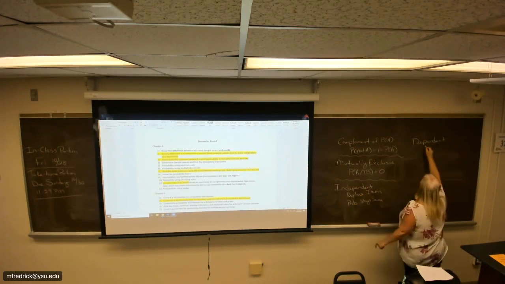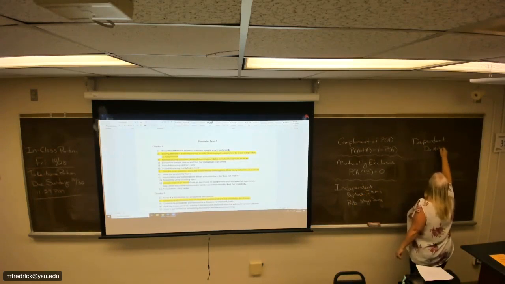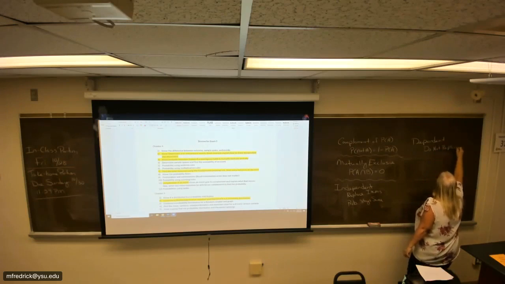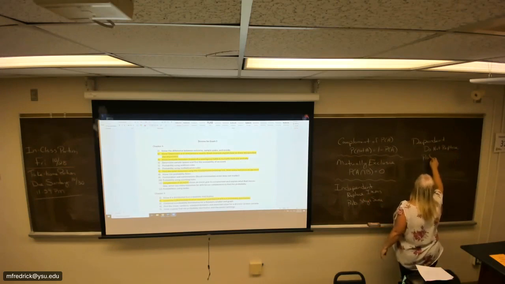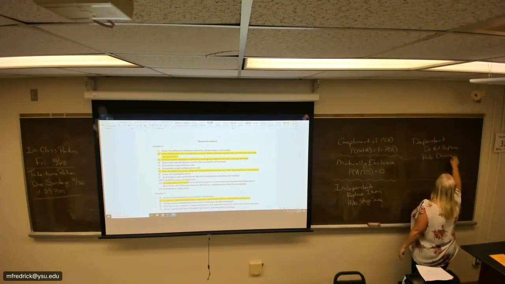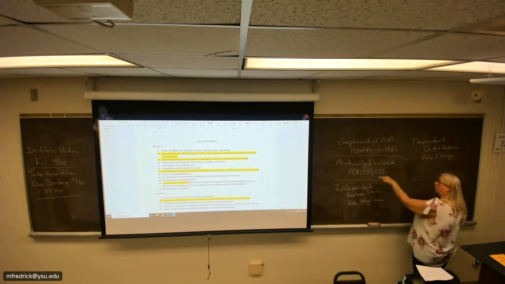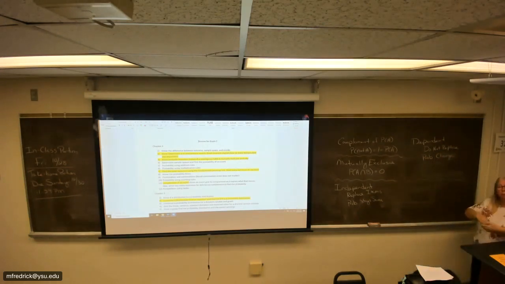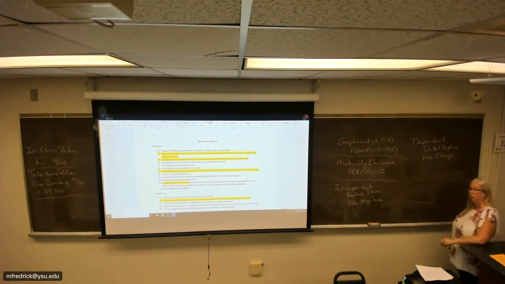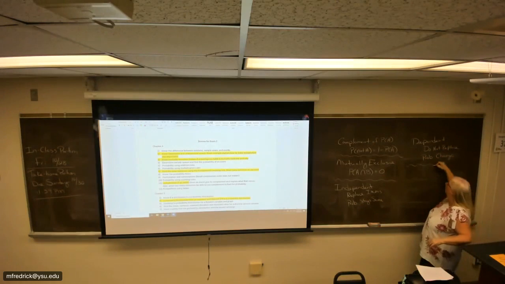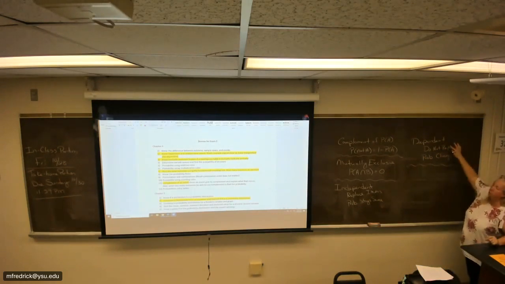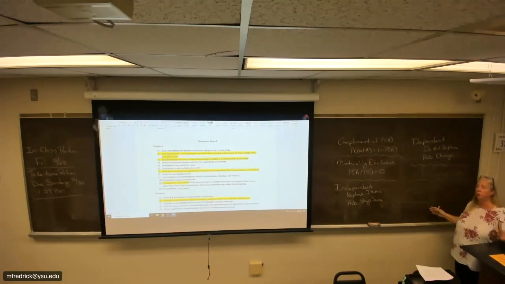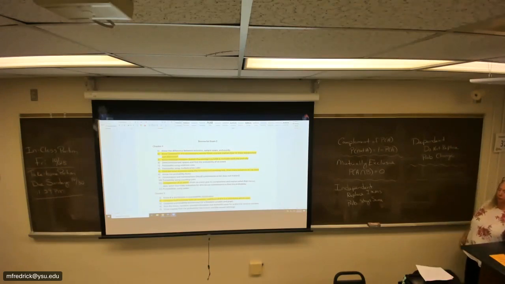Dependent, same thing, but opposite. You do not replace, which then makes the probabilities change. Each event depends on what happened the time before because you didn't put it back in. So remember, the next event depends on what happened before. That's dependent. Independent, each one, the probabilities are the same, doesn't change.